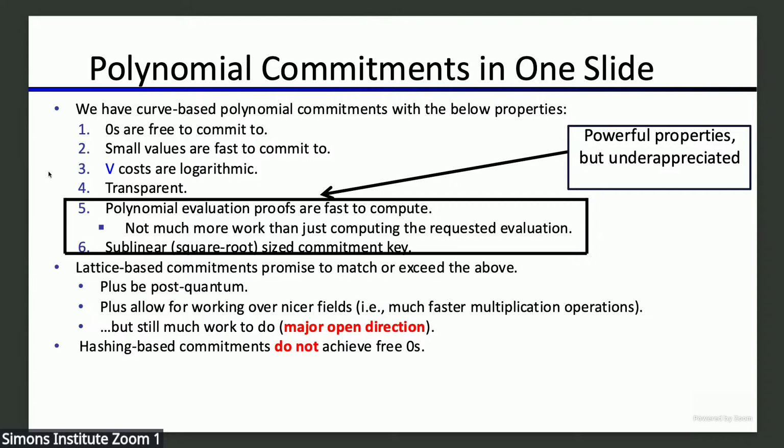Now, these lattice-based commitment schemes are still under development. I basically think we should be able to get all 6 of these properties, but we haven't done it yet. And if we can do it with lattices, we'll get post-quantum security. Also, elliptic curves force you to work over certain kinds of fields. The lattices don't necessarily force you to work over those fields. So you can hope for significant concrete speedups from switching from curves to lattices and thereby working over different fields.